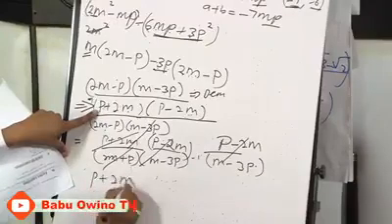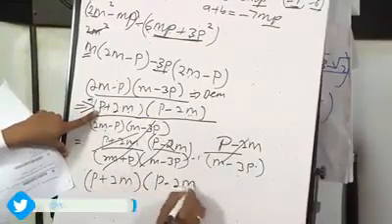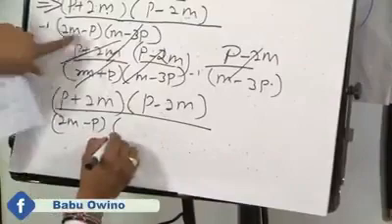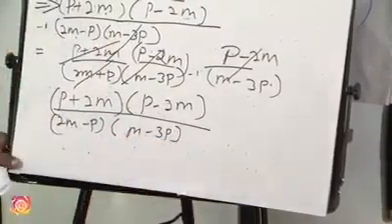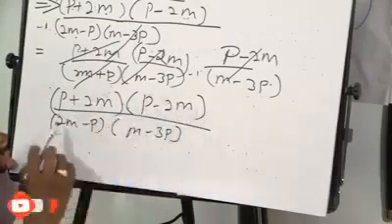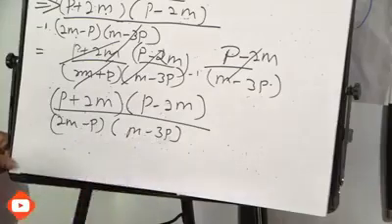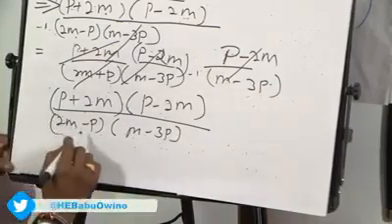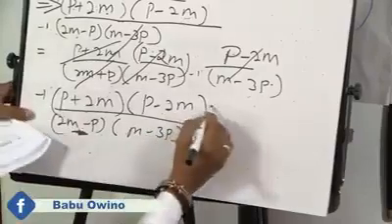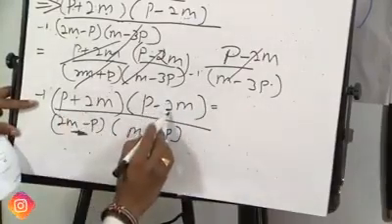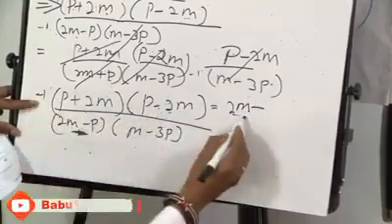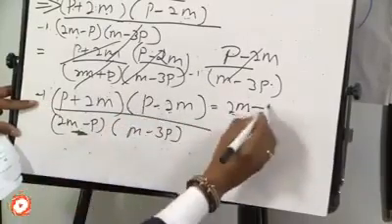P plus 2m into p minus 2m, divided by 2m minus p into m minus 3p. So you can clearly see from here, we have p plus 2m into p minus 2m divided by 2m minus p into m minus 3p. So introduce the negative so that at least this becomes a factor of one of these. When you introduce a negative at the top and multiply this by the negative, you will get 2m minus p. Minus times minus 2m is 2m. Then minus times p is minus p.